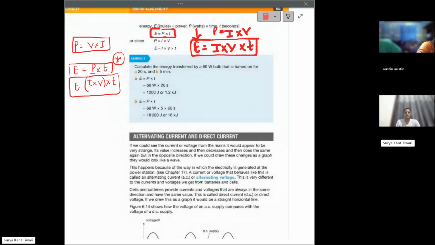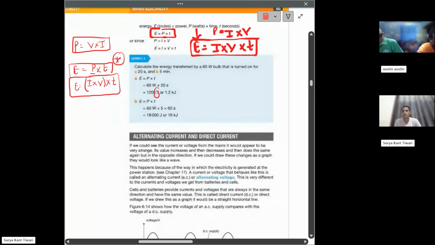Done? Yes. These were very easy. The units are joules, or if it is more than 1,000, you can write kilojoule. Okay.